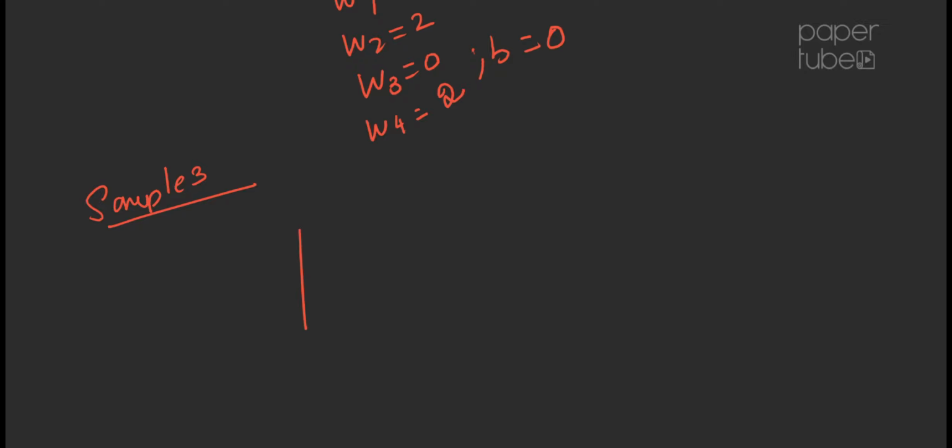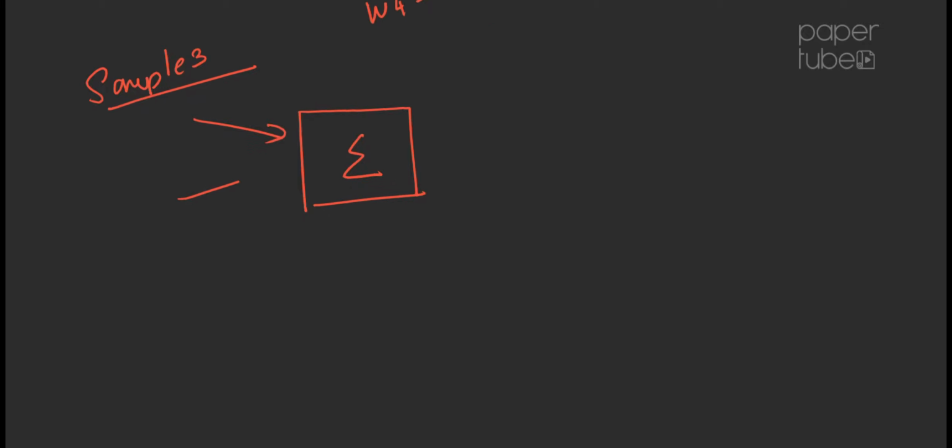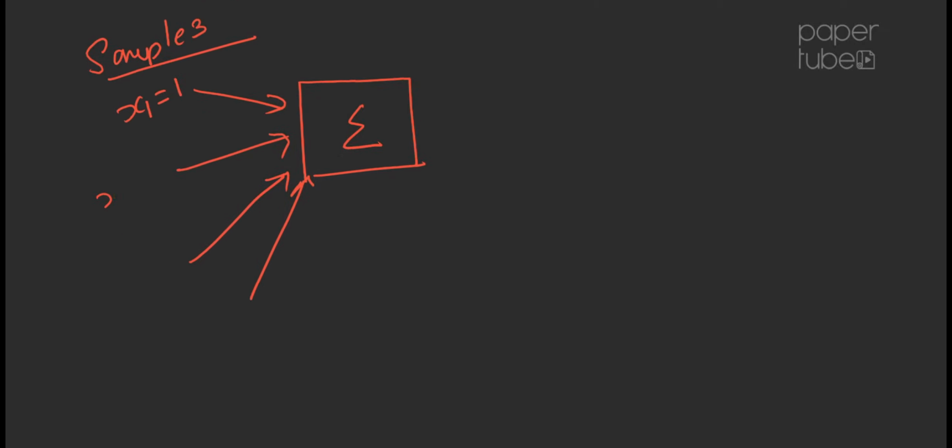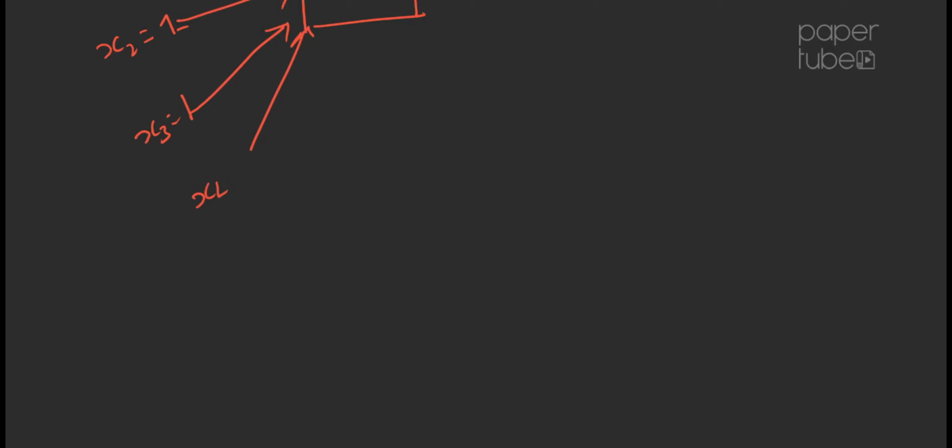So let's use the same rule. We have 4 inputs, obviously. So what are these inputs? For sample 3, x1 should be equal to 1, x2 should be equal to 1, x3 should be equal to 1, x4 should be equal to -1.